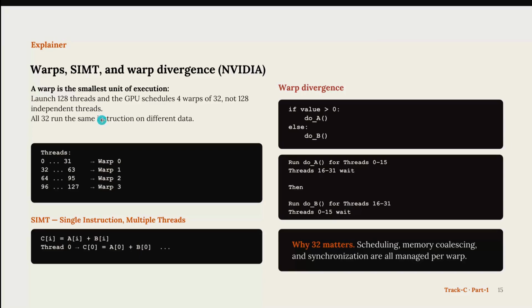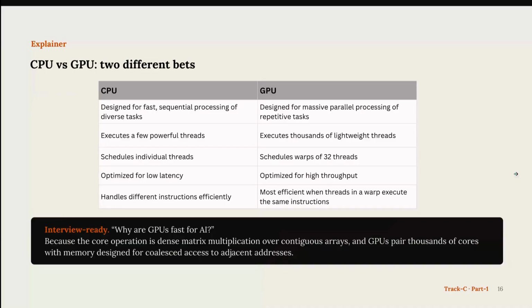We will not look at the rest because it's going to be a little more complex. All we need to understand is that threads are executed in parallel with the same instruction but different data, NVIDIA provides that capability, and hence it's faster. Why does 32 matter? Scheduling, memory coalescing and synchronization are all managed per warp. So that's how the performance is achieved there.